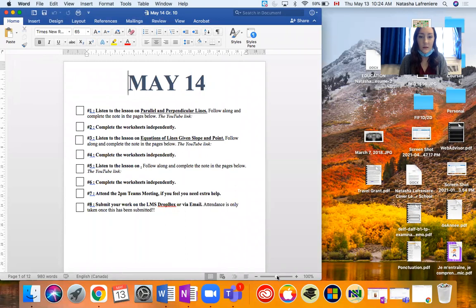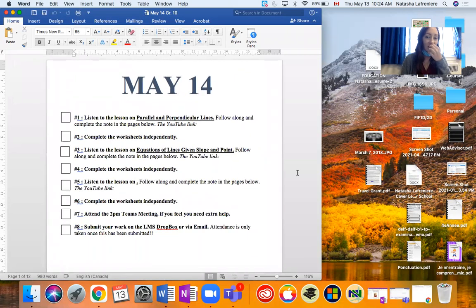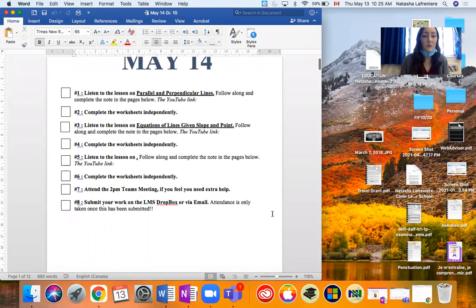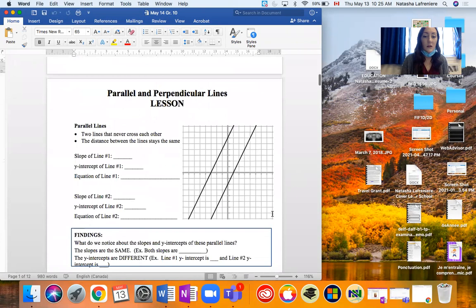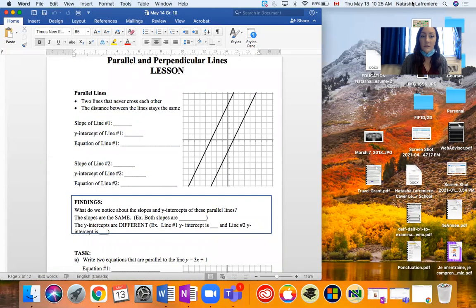So today we're going to look at parallel and perpendicular lines and then equations of lines given slope and point. So today is the last lesson of this unit, and then on Monday, instead of a test, you guys are going to have an assignment. I'm going to go through this with you here.